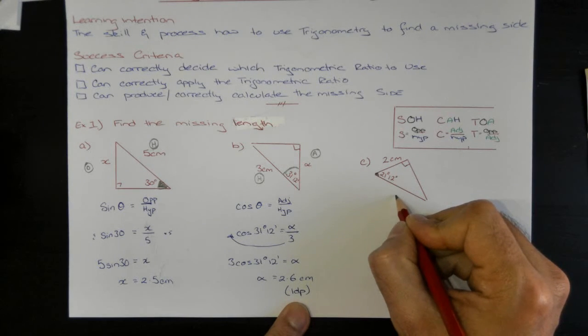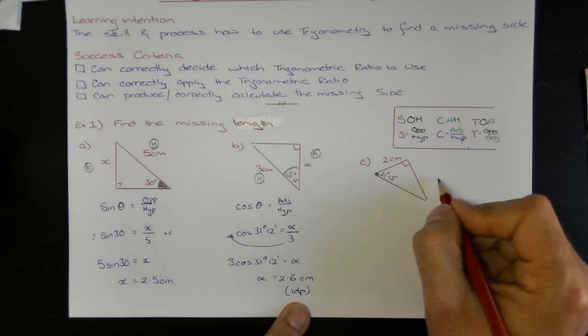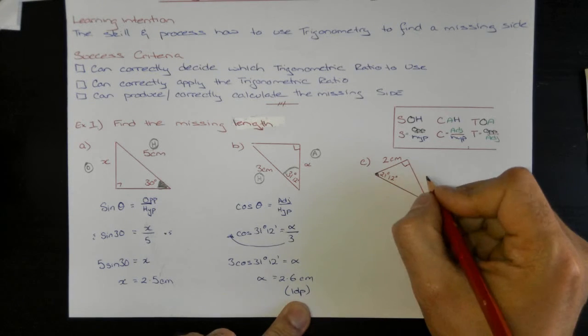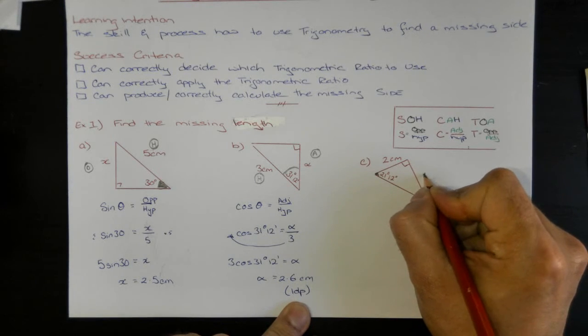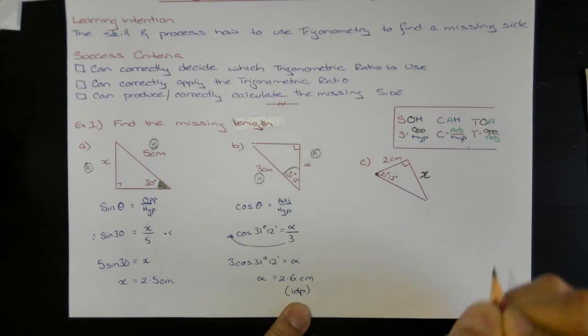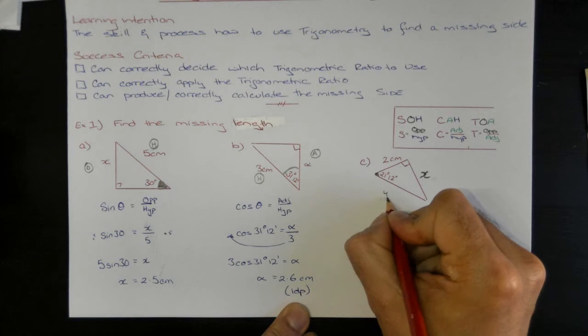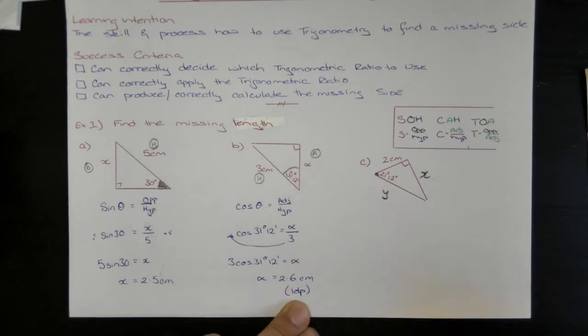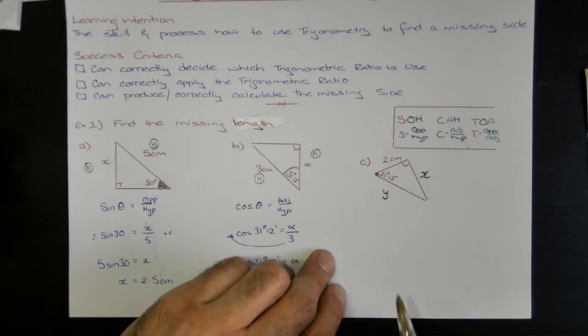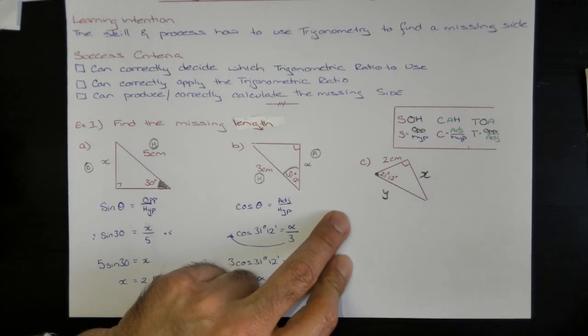I don't have my hypotenuse. I don't have another side that's been marked. So let's say we're trying to find this side. We'll call that x, and we may as well do 2. We'll find x and y. Okay, finding x first.